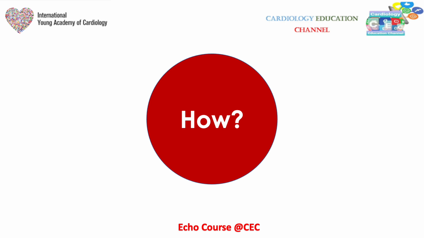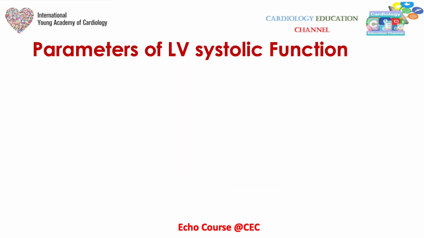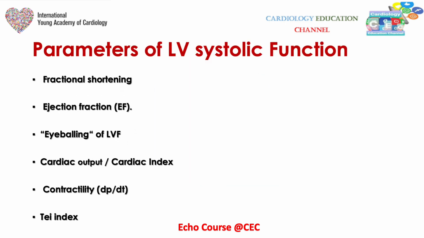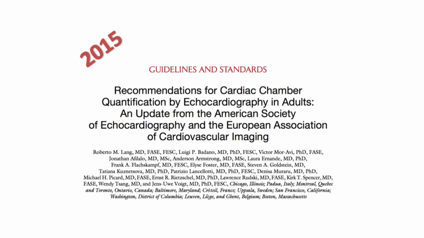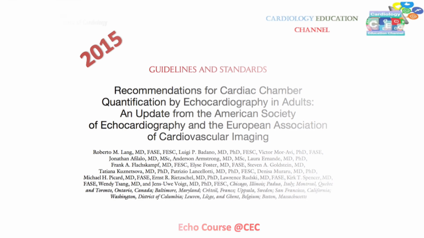So how do you assess LV systolic function by 2D? We have some parameters: either the fractional shortening, the ejection fraction, the eyeballing assessment of left ventricular function, and also the cardiac output or cardiac index, the contractility, delta P over delta T, and the T index. Most of the measures we will mention in this lecture are based on the recommendations for cardiac chamber quantification by the American Society of Echocardiography, published in 2000.